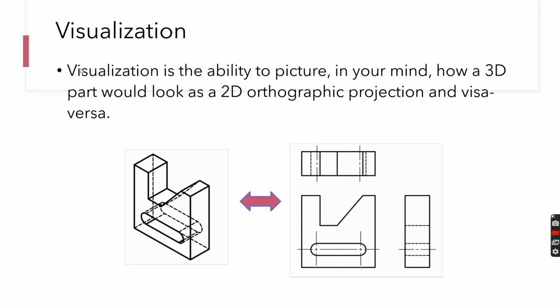Visualization, which is very hard to say, is the ability to picture in your mind how a 3D part would look as a 2D orthographic projection and vice versa. I think in my experience that this just takes time. You'll get better at it the more that you do it. It is very tricky at first, but the nice thing about it is that in Inventor, if we draw it as a solid object, we can automatically get an isometric, get a perspective drawing, and get our 3 views.